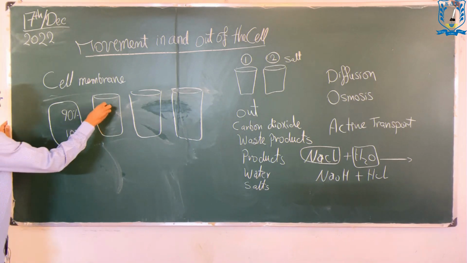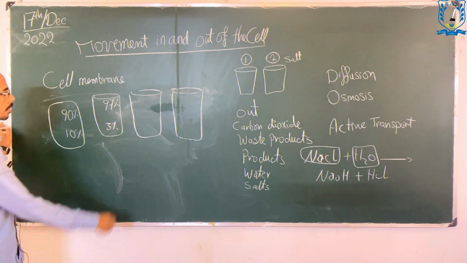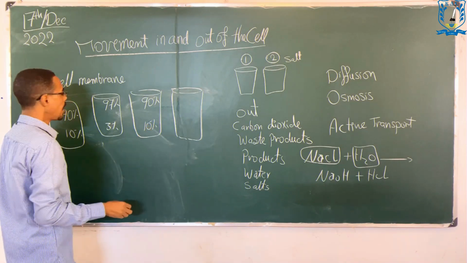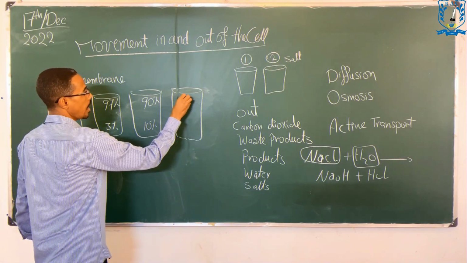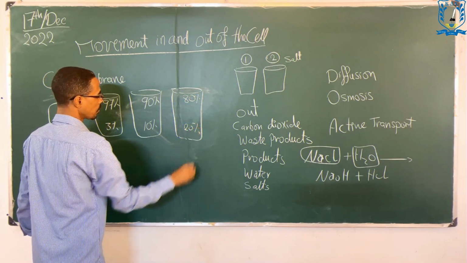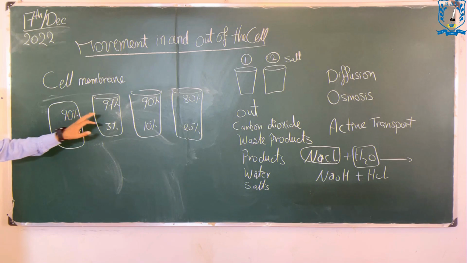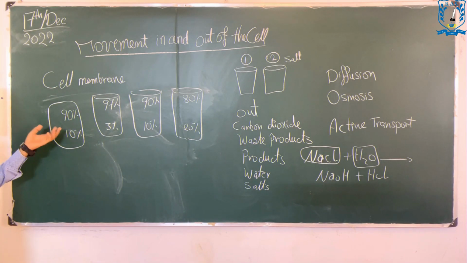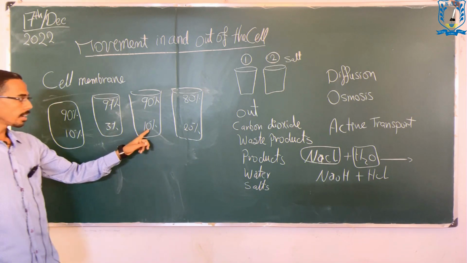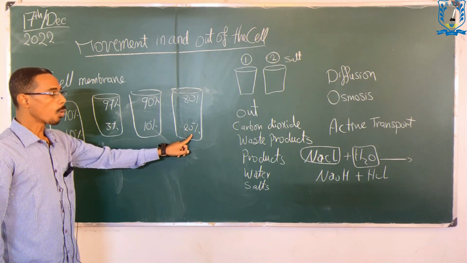The first solution is about 97% water and 3% is salt. The second one is about 90% water and 10% is salt. And the third solution is about 80% water and 20% is salt. If you compare the solution here to the solution of the cell sap, this contains less, this contains an equal amount of salt, and this contains a greater amount of salt.